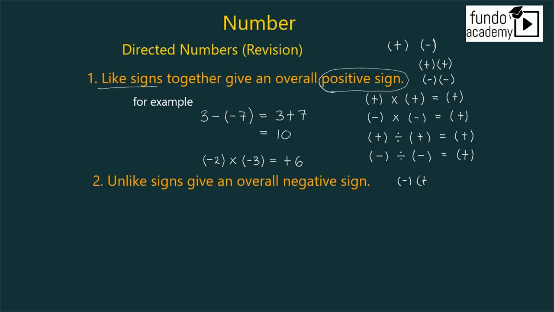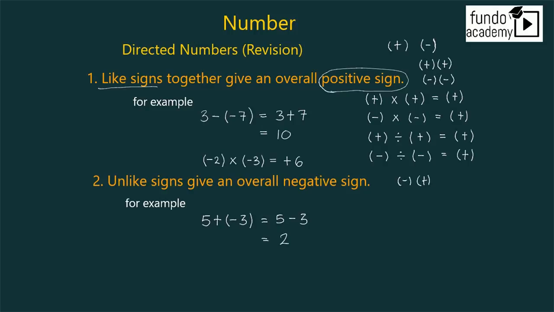Let's say we want to have this example: 5 plus minus 3. So these are unlike signs. In this case we've got a positive and a negative sign. So unlike signs will give you an overall negative sign. So that will be equal to 5 minus 3, and 5 minus 3 is 2, right?